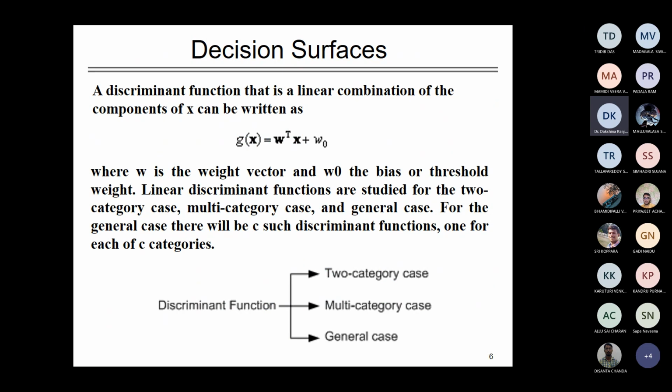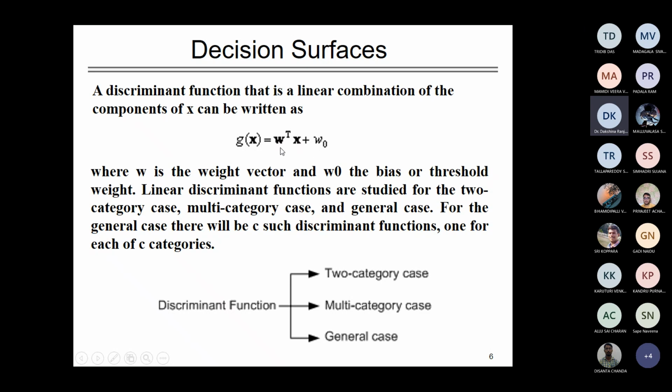Now what is the decision surface in a linear discriminant function? Let us consider a linear discriminant function, which is a linear combination of different features. If we consider the linear discriminant function as g(x), then g(x) is given by w^T x + w0. Here w is the weight vector, w0 is the bias or threshold weight, and x is the feature vector.